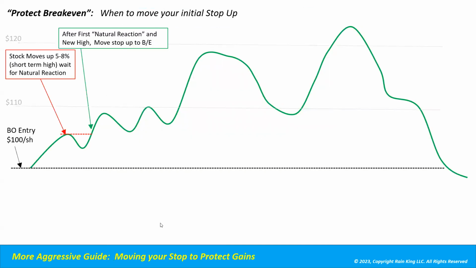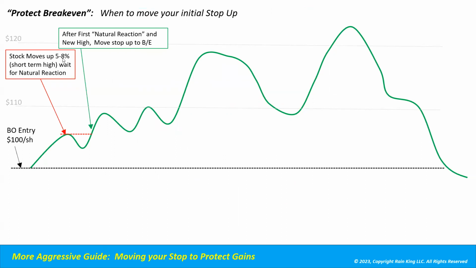So now I wanted to talk a little bit about protecting break even using something that's more aggressive and a little less mechanical. It's more based on the price action of the stock. So in this case, we still have our diagram showing we're buying at 100 with the break even line. In this case, we're going to use natural reactions, the price action, to help guide us when to move the stop.